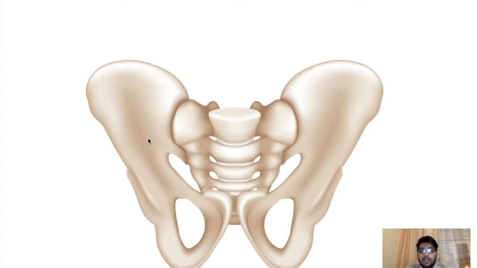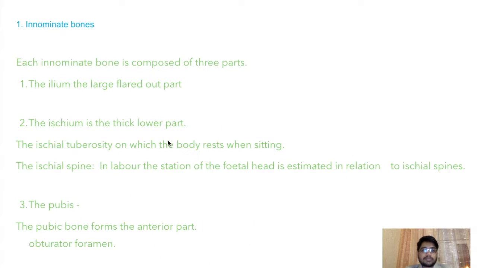So what should we know about these innominate bones? Innominate bones, as I already explained, are three in number on each side. The ilium is the largest flared out part of this innominate bone. The ischium is the thick lower part, as I described already. We should know the two landmarks in the ischium: the ischial tuberosity, on which the body rests while sitting, and the ischial spine.